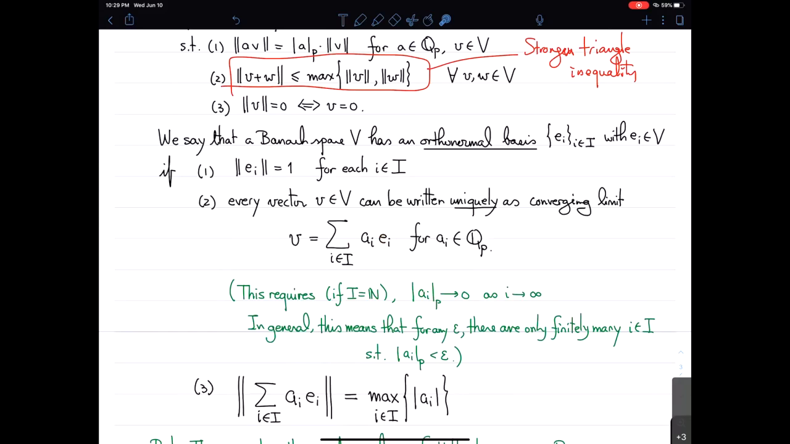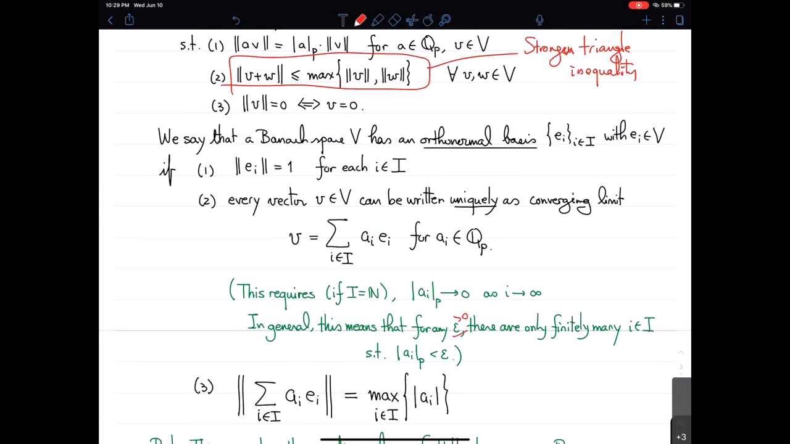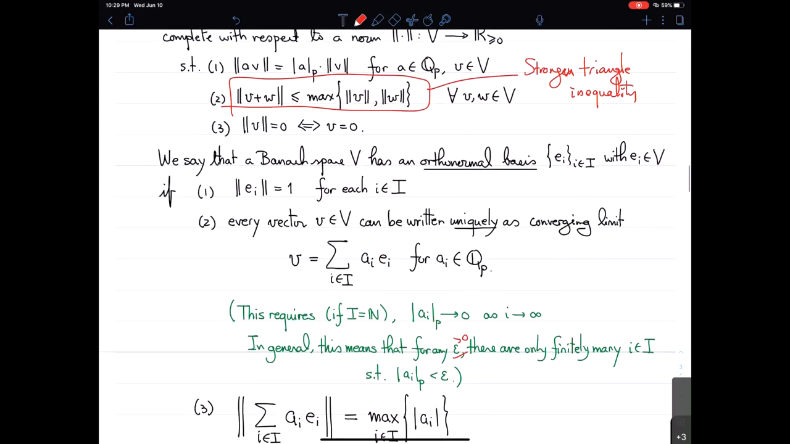Or if you put it another way, in fact, the next description works in general. If you fix any epsilon bigger than 0, then there are only finitely many i's such that the norm of a_i is greater than or equal to epsilon. No matter how small you fix epsilon, there are only finitely many terms where the coefficient is bigger than this epsilon.